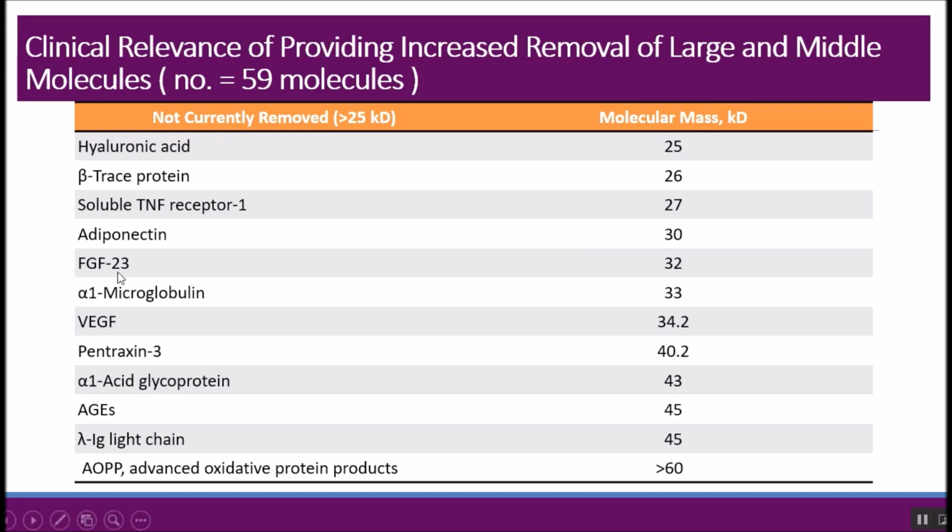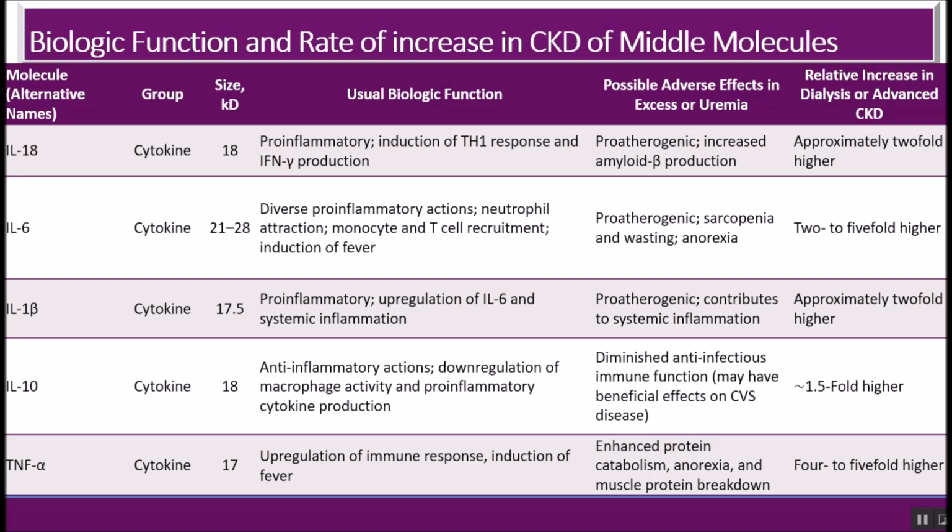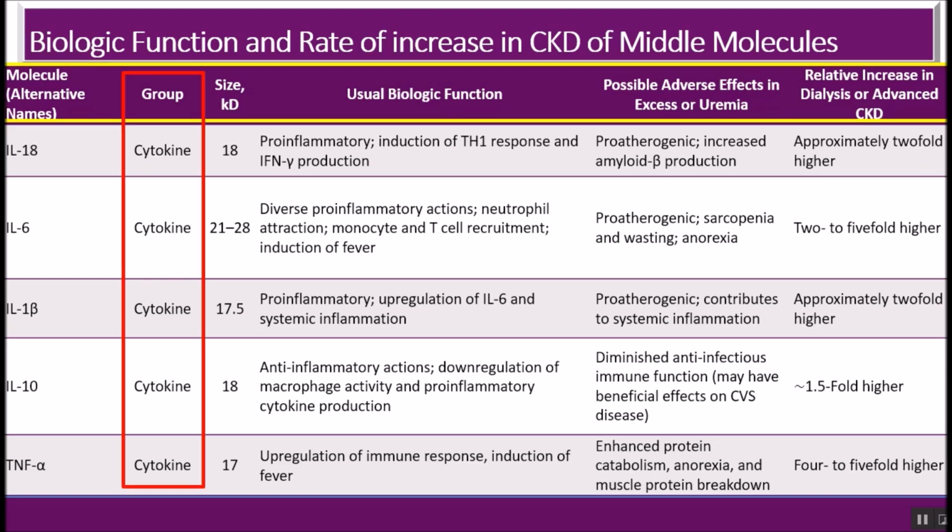You can find FGF23, vasoactive intestinal peptides, inflammatory mediators like pentraxins, advanced glycation end products, and light chains. We can classify them into 4 major groups. The group called cytokines can augment amyloidosis and can induce severe endothelial damage.